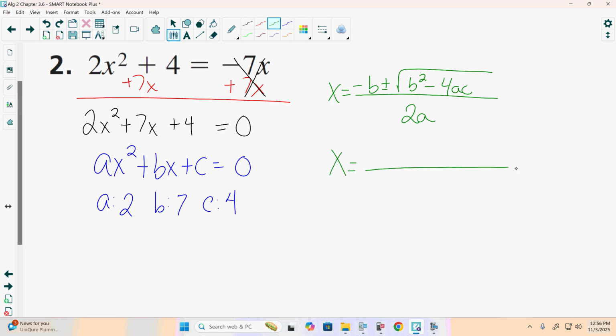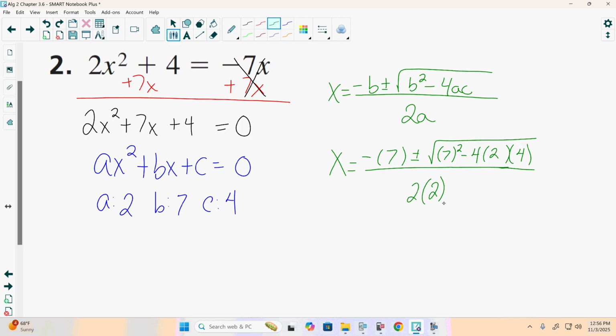Now we're going to take those values of a, b, c and plug it into the formula. So we have negative b, so that would be negative 7. Plus or minus the square root of, so b squared would be 7 squared. Minus 4 times a, well our value of a is 2, times c, which is 4. All over 2a, so 2 times 2.